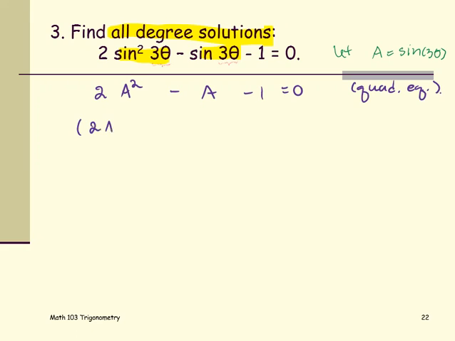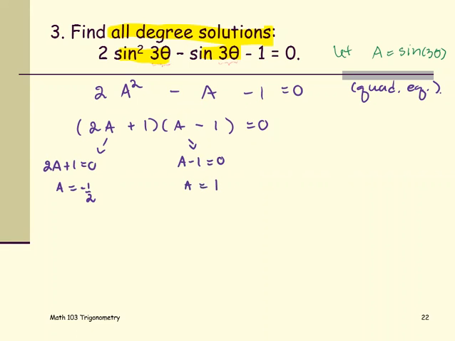Factor completely. We have 2a and a here, 1 here and 1 here. Have a negative sign in the back, positive sign in the front, so we have the factors 2a plus 1 multiplied by a minus 1 equals 0. And we solve each one at a time. So 2a plus 1 equals 0, and the other factor, a minus 1 equals 0. Solving, the first one, a is negative 1 over 2. The second one, a equals 1.